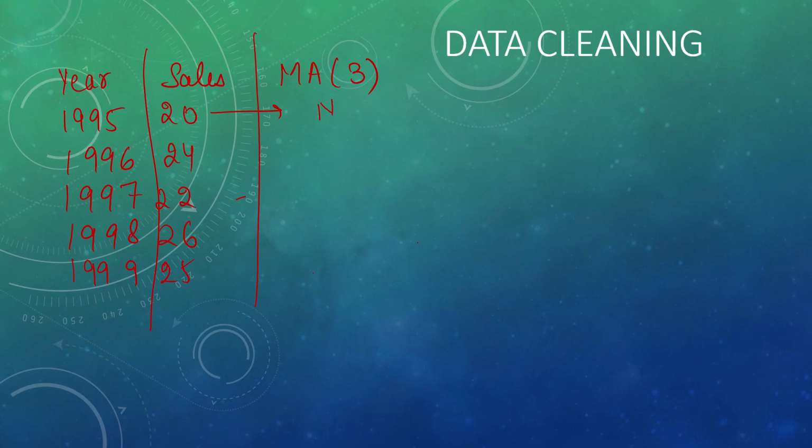This becomes not applicable. So you take the first three because it is 3 moving average. So average of these three, that is 20 plus 24 plus 22 divided by 3. This comes out to be 22. Then the next three, this will come out to be 24, then 24, then we are done because no other combination will be possible. Now after this 26, we don't have a third value, so we will leave there. So NA.